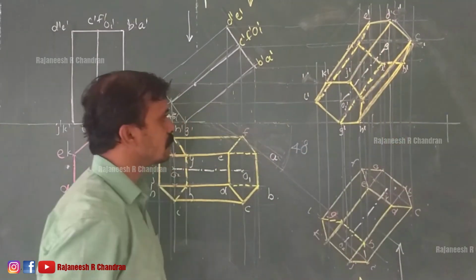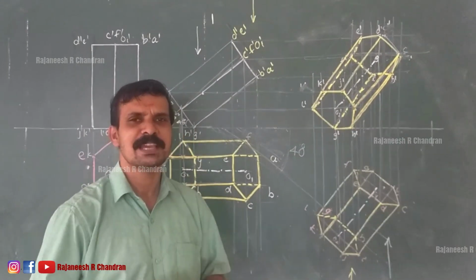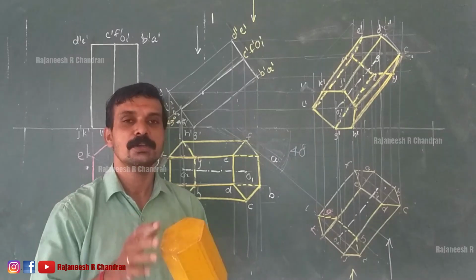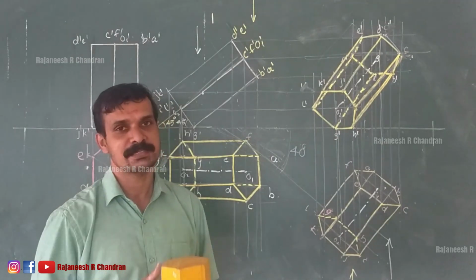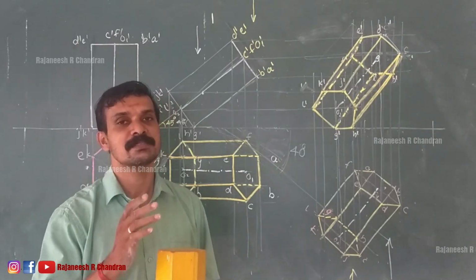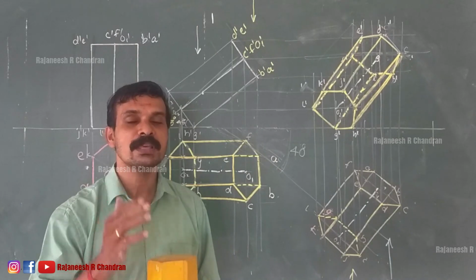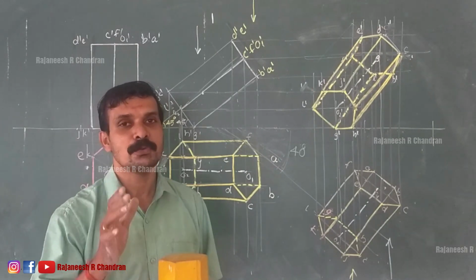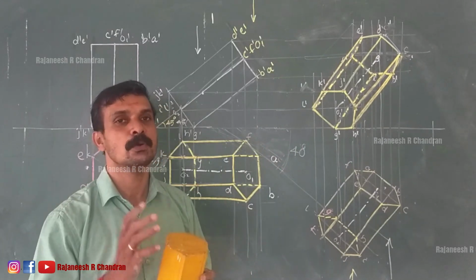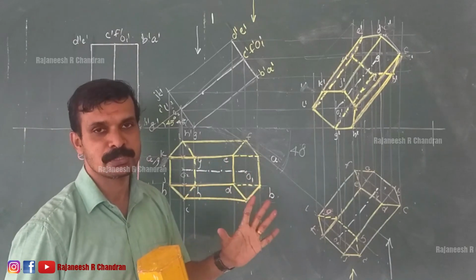Actually, the projection of a hexagonal prism is a very difficult problem in projection of solids. Why? Because it has two faces and 6 lateral edges. So we have to check whether those 6 lateral edges are visible or not. So all the conditions have to be applied for obtaining the visibility. What are the edges which are visible or not in the case of a hexagonal prism? I hope all of you have understood this problem.